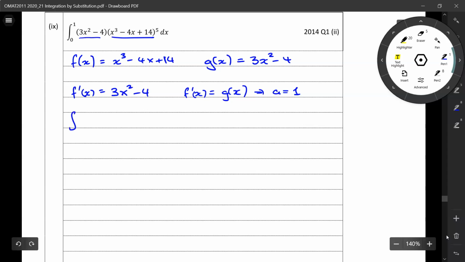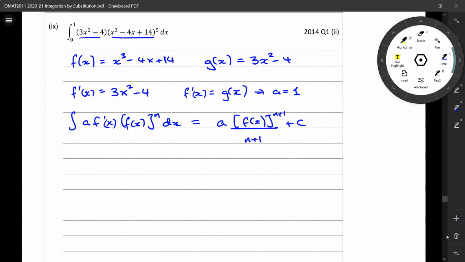So we can go straight into that formula, and the formula is the integral of a times f prime of x times f of x to the power of n dx is equal to a times f of x to the power of n plus 1, divided by n plus 1. So you raise the power by 1 and you divide by the raised power. That's our general formula we're going to use. So then I will apply it to this example here, and we're going for an upper limit of 1 down to a lower limit of 0.